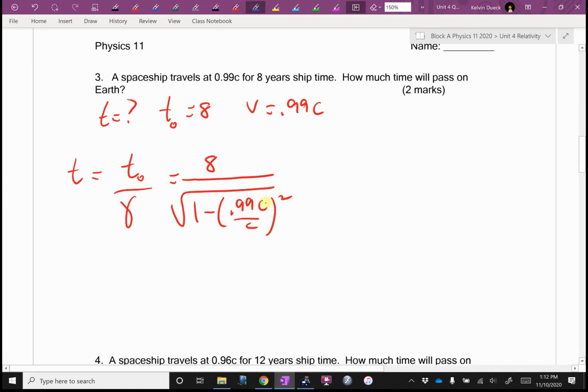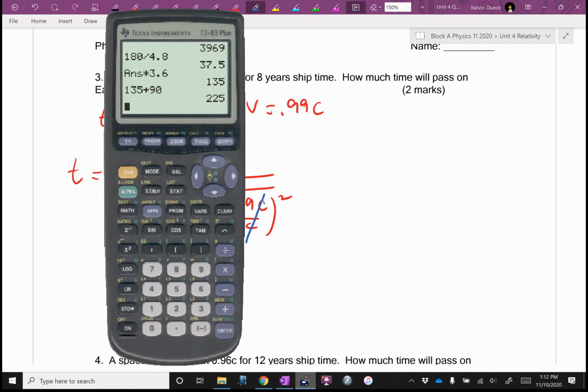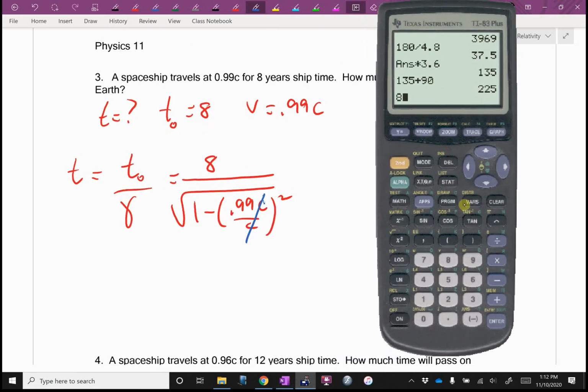Ethan, do you see? What do you see? C's cancel. That's why I try and give you the speed as a percentage of light if I can. I'll try doing this in one line. It's going to be 8 divided by square root bracket 1 minus 0.99 squared, close off the square root. Do you get 56.7? I would take that.